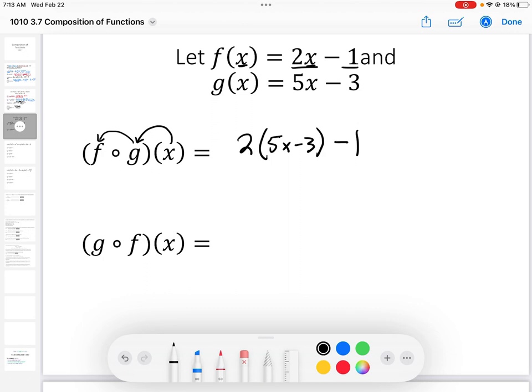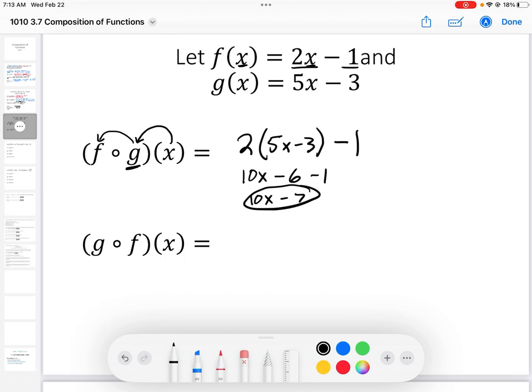And then you can simplify it by saying, well, 2 times 5x minus 3 is 10x, and 2 times negative 3 is negative 6, minus 1, and then you'd end up with 10x minus 7 for that result. So a composition of functions is basically where you take x, put it into the closest function, then you take that result and put it into the next function.